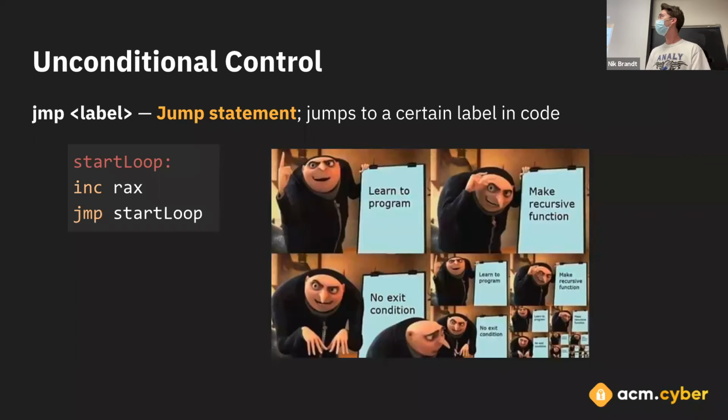So we have unconditional control. It's pretty basic. If you have a label like start loop up there, and you want to jump to that label, you want to go somewhere else in your code, you use the jump statement, JMP, and it just goes directly to that code. So this right here is an infinite loop. You don't even need the inc RAX. It'll loop forever with just this and this right after each other. So that's why this just goes down forever.